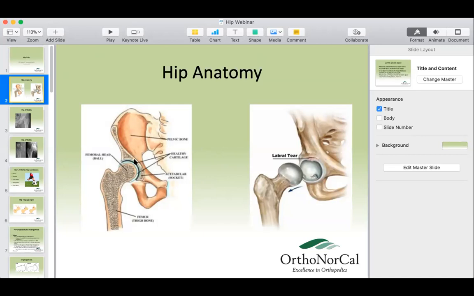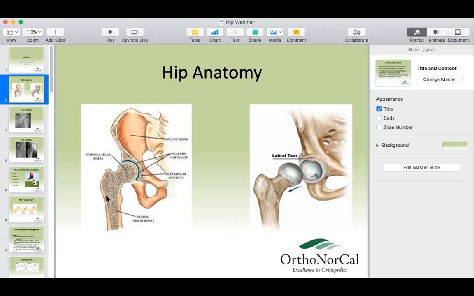But looking at the diagram here on the left, it's a cross-section through the hip joint, which is what we would refer to as a concentric ball and socket joint. What that means is the socket goes around the ball in such a way that it covers up most, but not all, of the ball, in such a manner that we say it's concentric, it goes all the way around.